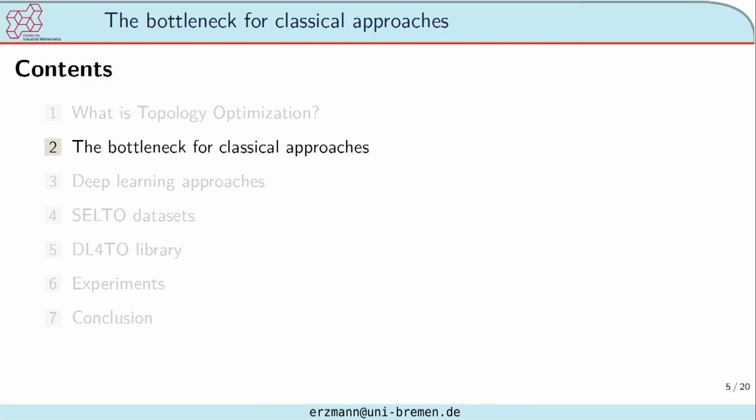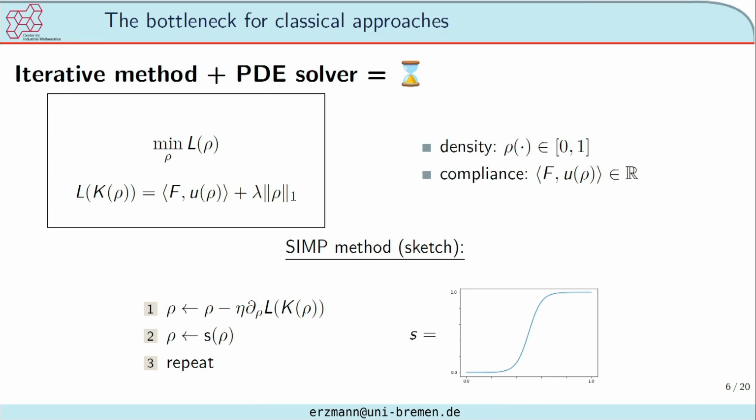I will first talk a bit about a common classical approach that is most commonly used for this problem, which is called the SIMP method. And the SIMP method is basically, in its core, if I simplify it a bit, a gradient descent method. So it's an iterative approach where we start with an initial density, and then we calculate some objective or loss function, which is in this case, for example, a combination of the compliance and volume term. And then we perform gradient steps on that and optimize our density iteratively like that.